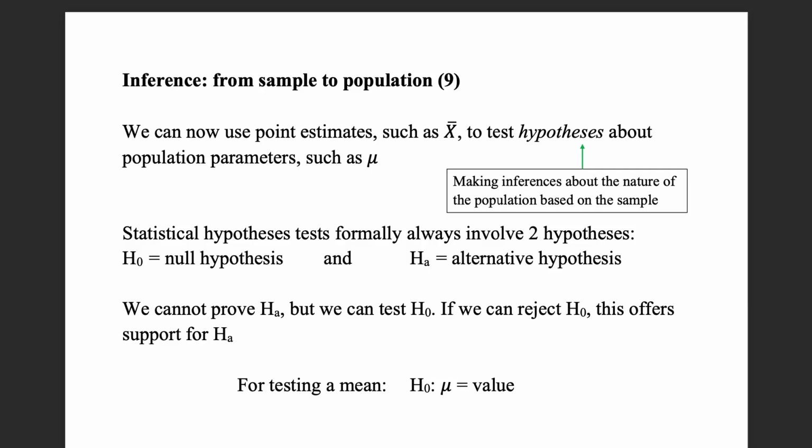So we can test a null hypothesis and then look at the data in testing that. And then sometimes the data will tell us that the null hypothesis seems very unlikely. So the data that we observe tells us that it's very, very unlikely that this null hypothesis is true. And when we can do that, we can then take this as evidence in support of our alternative hypothesis.